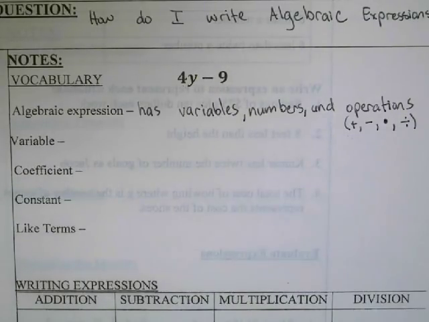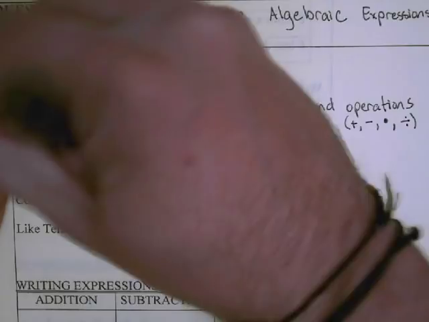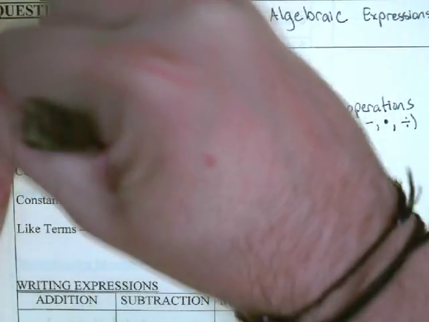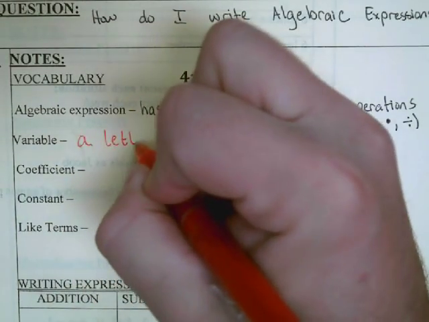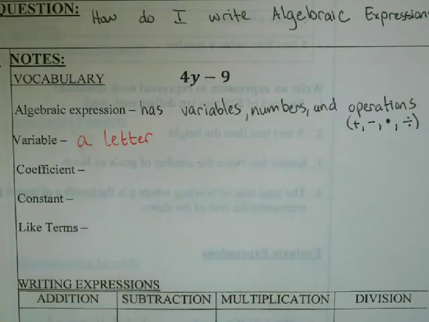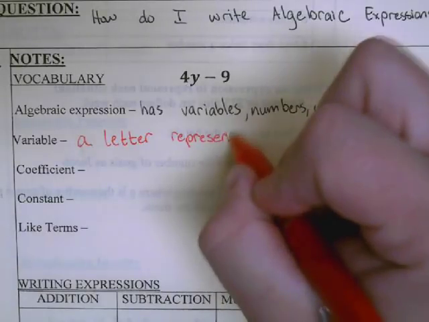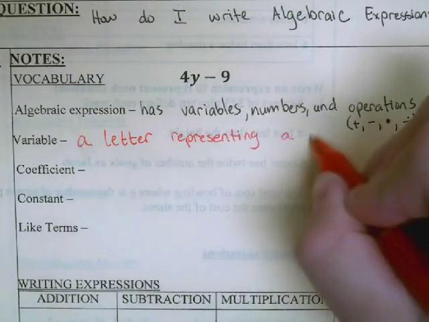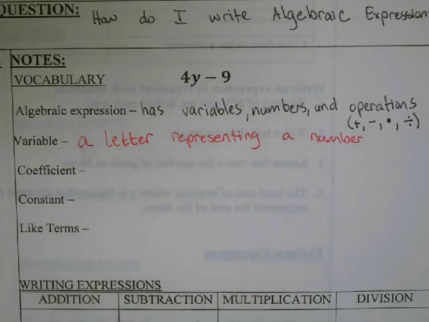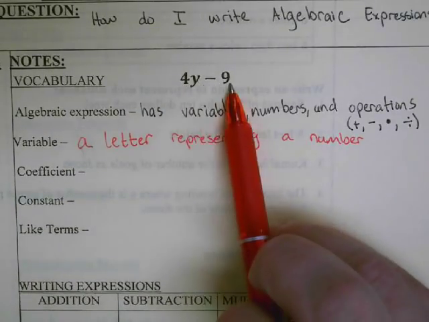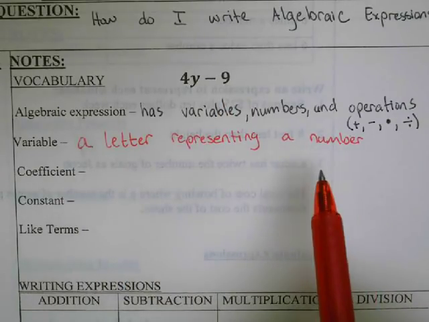So the variable is going to be a letter representing a number. So when I'm looking at 4y minus 9, which part is the letter representing a number? The y.